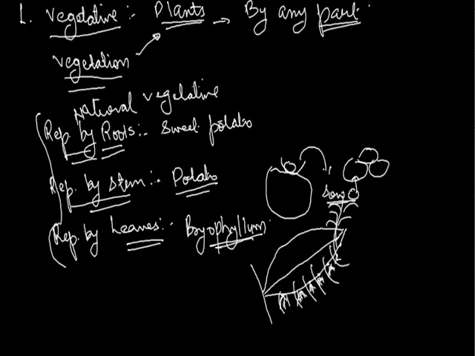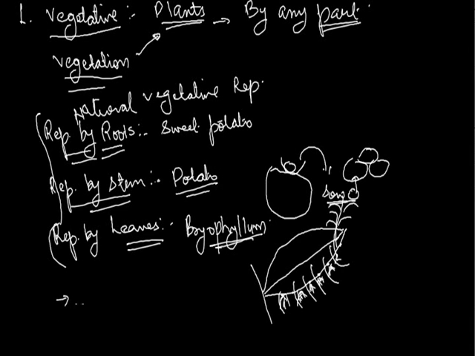Why is it natural vegetative reproduction? Because all these processes in the plants are happening naturally. No human beings are involved in that process. Nobody is going and giving instructions to the bryophyllum leaf to generate the new plant. They are doing it by themselves. That's why we are calling it natural vegetative reproduction.